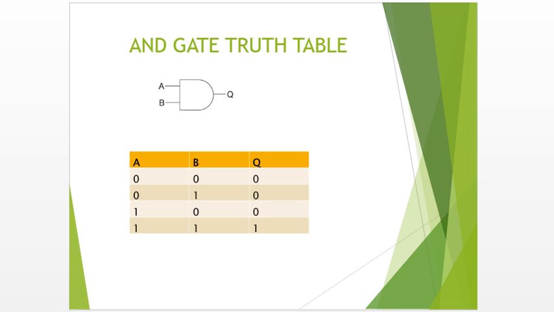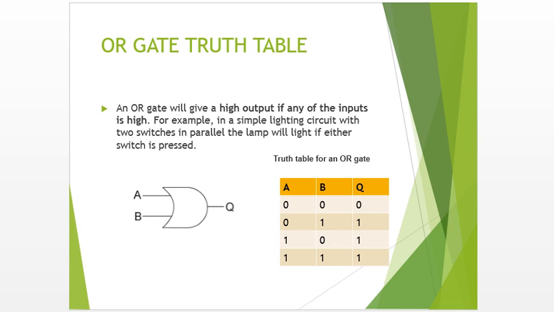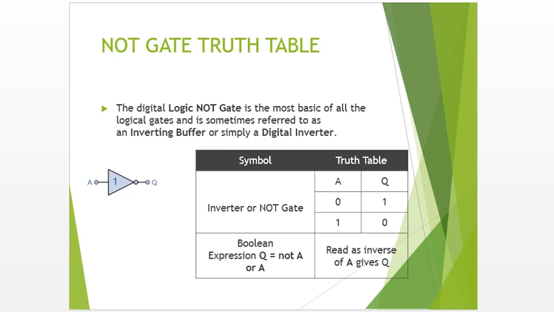AND gate truth table is this, and this is the diagram. A and B are inputs and Q is the output. OR gate truth table and this is the diagram. An OR gate will give a high output if any of the inputs is high. For example, in a simple lighting circuit with two switches in parallel, the lamp will light if either switch is pressed. NOT gate truth table, this one, and diagram.